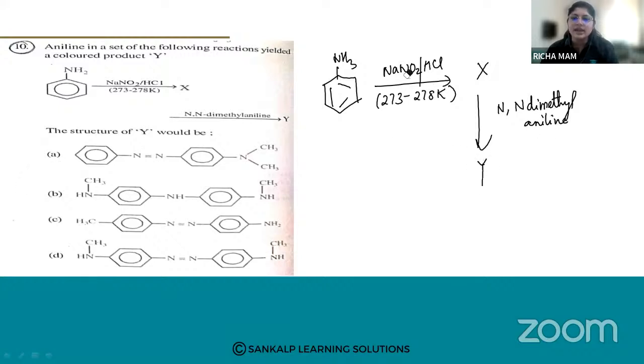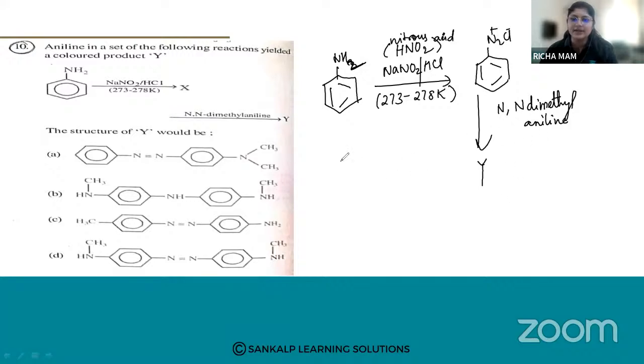Now, what is this NaNO2 plus HCl? This is nitrous acid. So this produces nitrous acid, that is HNO2, and this reaction is called the diazotization reaction. So this is NH2. Diazotization reaction, and what you will obtain? You will get N2+Cl-. So this is a diazonium, benzene diazonium chloride. This you are further going to treat with what?